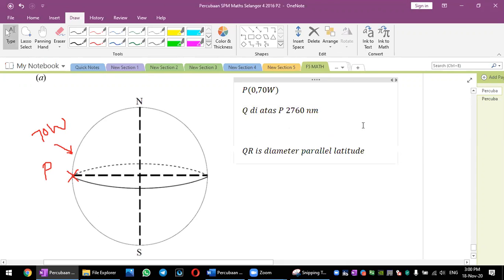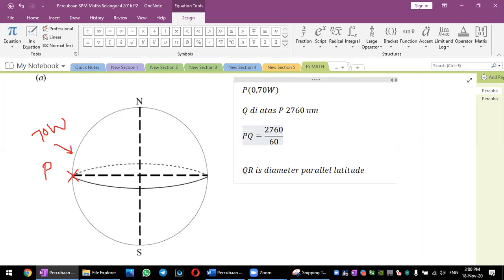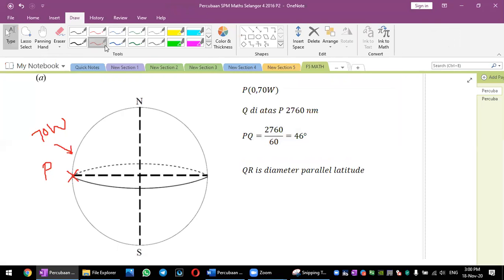And then we find Q first. Okay, saya guna ini. Q di atas P 2760. So to find Q, you must find PQ in degree. Tukar dia kepada degree. How you change? You need to divide by 60. Divide by 60, change to degree. So it's 46 degree. So PQ adalah Q di atas P sebanyak 46 degree. So here is 0 mah. 0 degree. Go up 46. You get your Q. This is your Q.